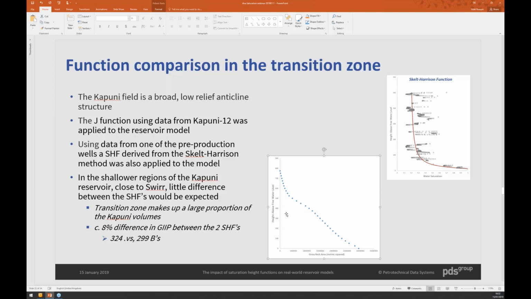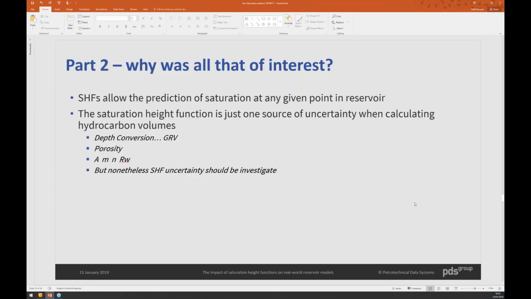What we can see in Kapuni is that when we look at the transition zone volumes only, there's about 324 versus 299 Bs in place. So that's about an 8% difference between the two methods. That's obviously accounting for, it could be slightly more, it could be slightly less, depending on your view of the petrophysics that I've done for calculating the logs there. So again, the idea is just looking at these different methods and testing various uncertainties that may come with these different approaches. So why was that of interest?